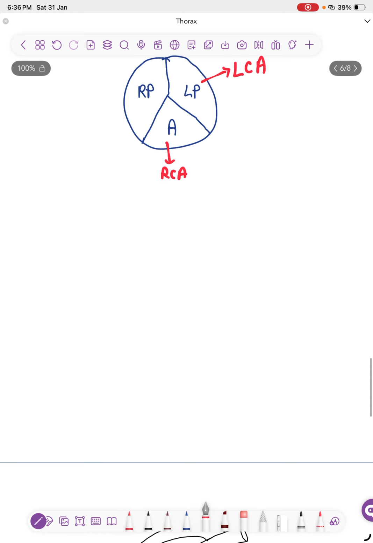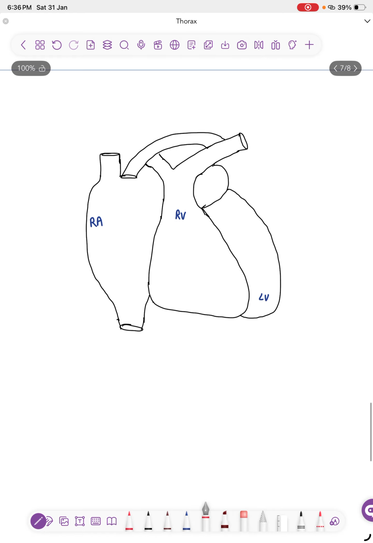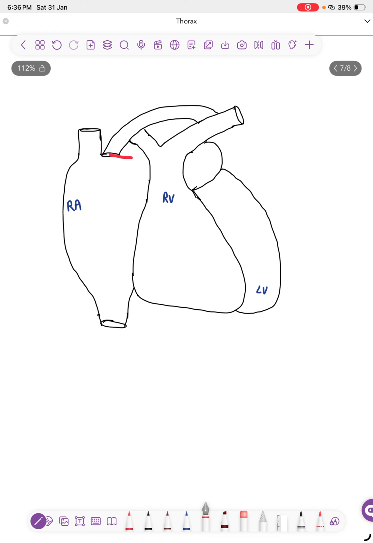I already told you right coronary artery originates from the anterior aortic sinus. So it is originated from here. It runs in the anterior atrioventricular groove. See, in the right atrium there are two nodes present. First is the SA node and one is the AV node. So first, right coronary artery originates from anterior aortic sinus. It runs in the anterior atrioventricular groove. The first branch of right coronary artery is SA nodal artery. Second branch is the right conus artery.